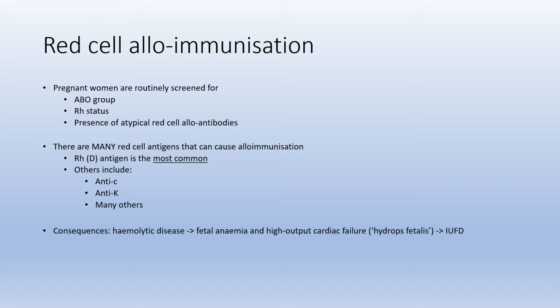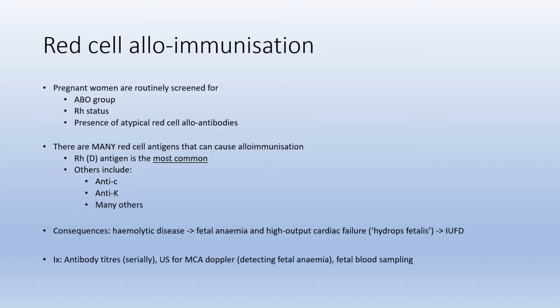Now, simply put, the consequences is that some of these antibodies can be associated with hemolytic disease, and at the mild end of the spectrum that can just lead to jaundice in the early neonatal period. But some of these antibodies can lead to severe hemolysis, which causes fetal anemia and high output cardiac failure in utero, which is known as hydrops fetalis, and this can lead to intrauterine fetal death.